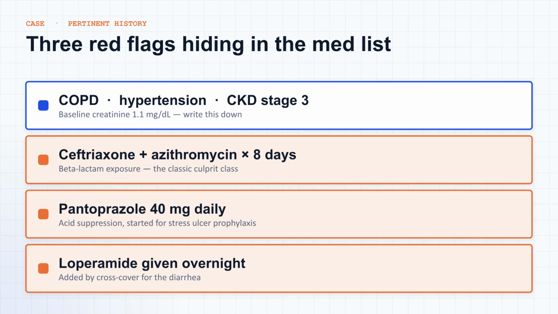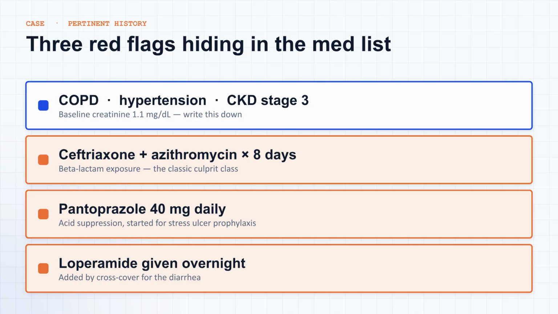Now the pertinent history. He has chronic obstructive pulmonary disease, hypertension, and stage 3 chronic kidney disease with a baseline creatinine of 1.1. Write that baseline down. It matters in a few slides. His medications include ceftriaxone and azithromycin, and a daily proton pump inhibitor. Overnight, the covering resident added loperamide for the diarrhea.